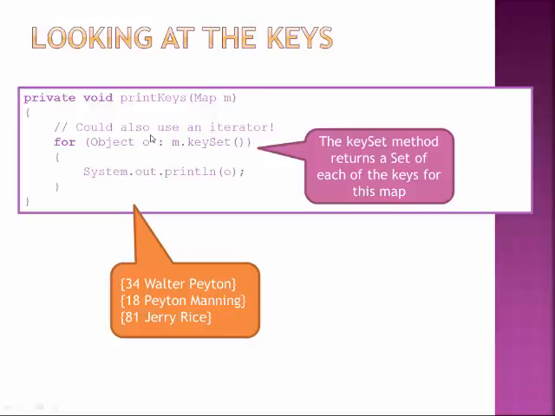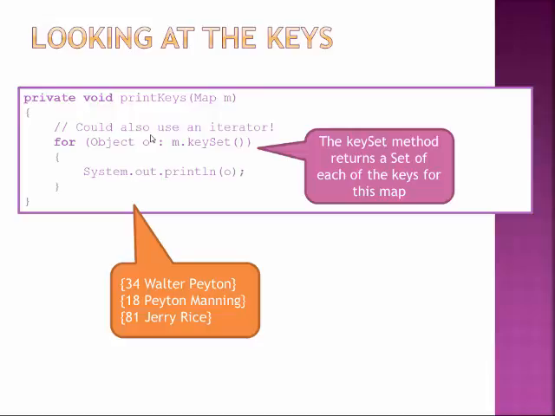I can also pull an iterator, all the things we learned about that. Inside of the map, you can see there's a method called keySet. Once I have the keys, I can go through and print just the keys, as I am in this case. Or I can do key values by getting the keys and then looking up each value.